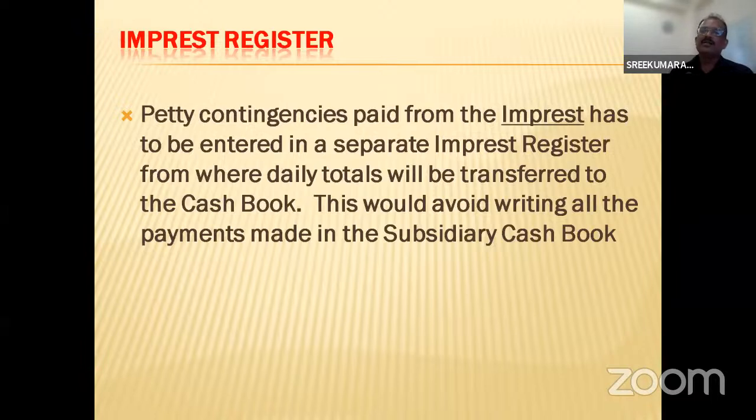Otherwise, the subsidiary cash book will have so many transactions, and so many pages will be required for one day's transactions. In order to avoid that, a separate imprest register is maintained. As I already told, each payment will be noted in the imprest register. Its total will be noted in the payment side of the subsidiary cash book.